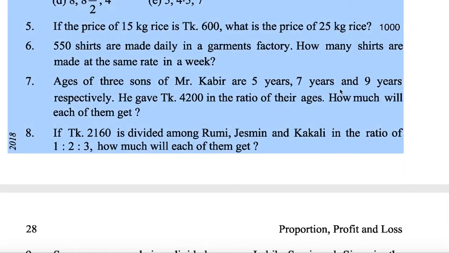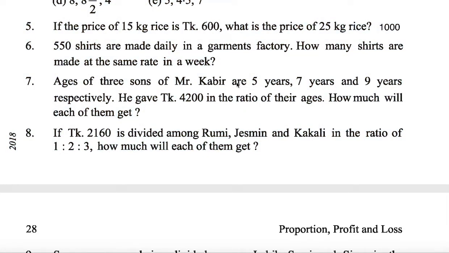1000 is the answer. 550 shirts are made daily in a garments factory. How many shirts are made at the same rate in a week? 550 into 7. 3850. So this is the answer.